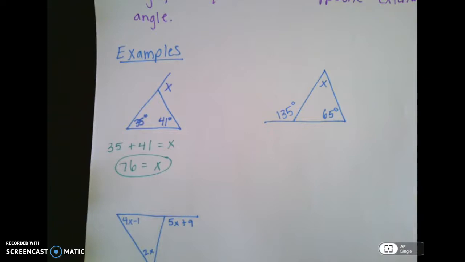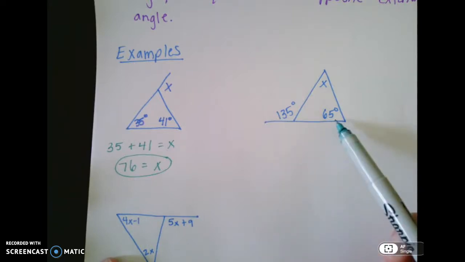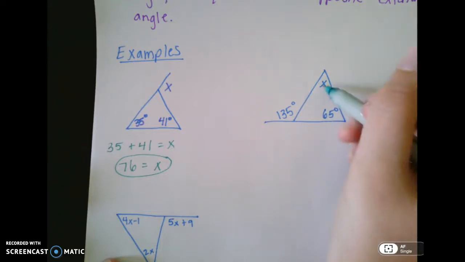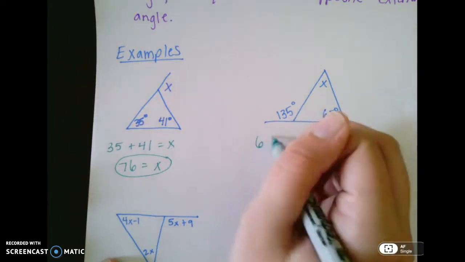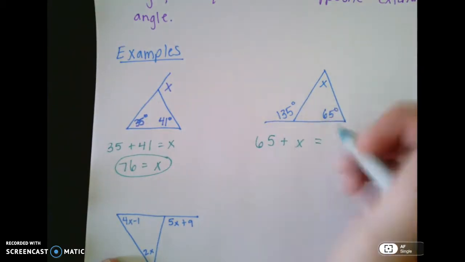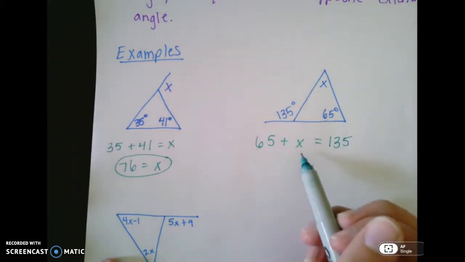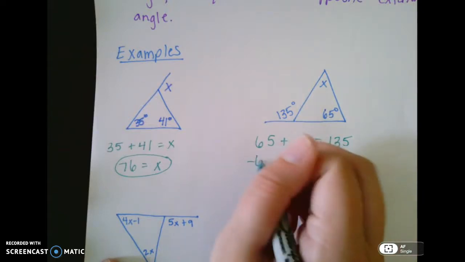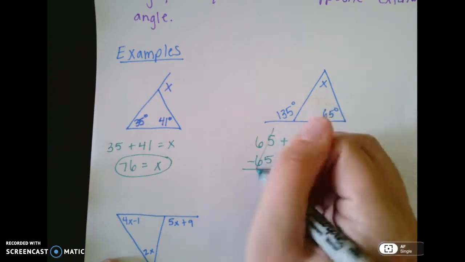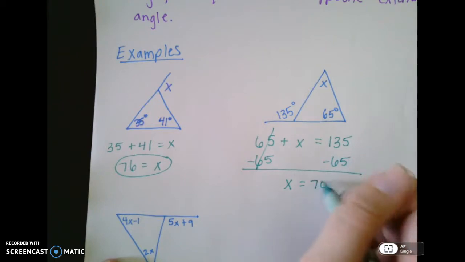Now we can also do that in kind of a reverse way. This time it gives me my exterior angle and one interior angle, but not the other one. So I still can set it up the same way. The sum of my two interior, so that means 65 plus x, equals my opposite exterior, 135. So in order to solve for x, I need to subtract 65 from both sides. That cancels, the x comes down. 135 minus 65 is 70.